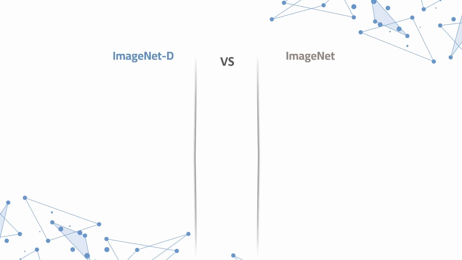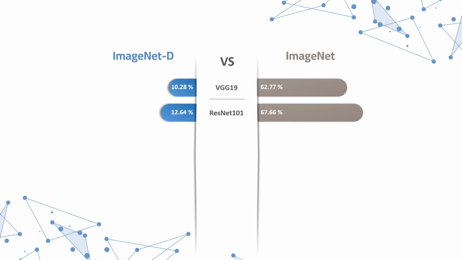When tested on ImageNet-D, models experience significant accuracy drops. VGG19, a classic convolutional model, sees a staggering drop of around 52%, going from almost 63% on ImageNet to just above 10% on ImageNet-D. ResNet 101, another popular architecture, drops by about 55%, with accuracy falling from nearly 68% to around 13%. For vision transformers, ViTB/16 drops even further, losing around 60% of the accuracy.